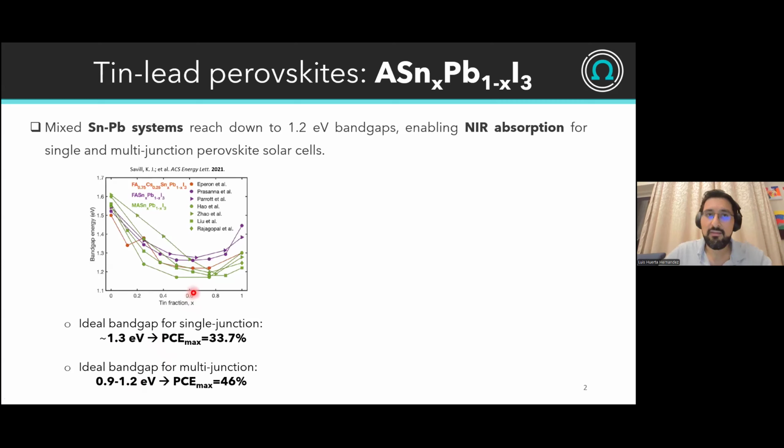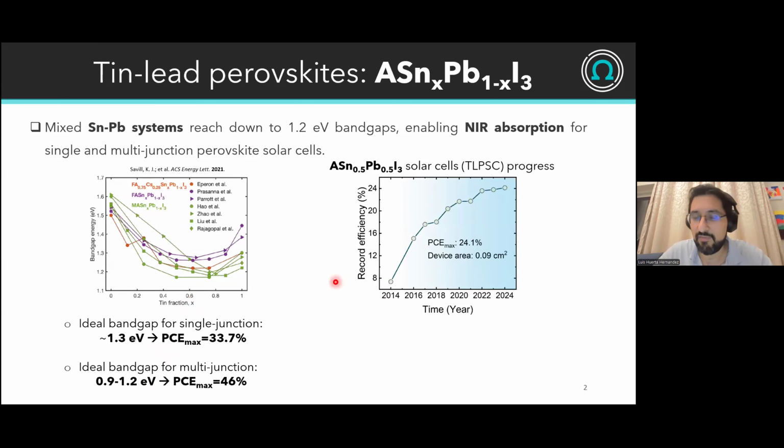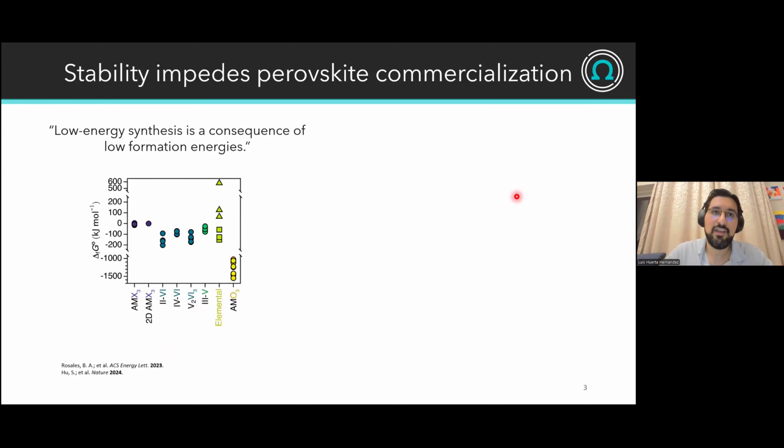And because of that, I would say that tin-lead perovskites have seen rapid development in terms of their efficiency. The 50% composition, after basically 10 years, has now reached 24.1%, which is really close to other technologies like silicon or pure lead perovskite solar cells. So the potential is there, of course. However, the same as with lead perovskites, we also suffer a lot from stability.